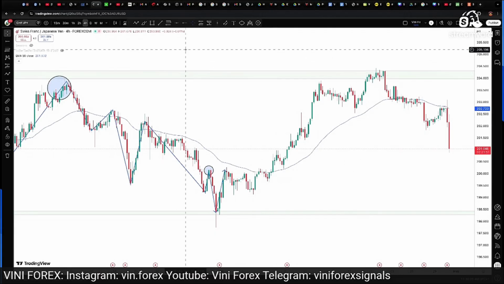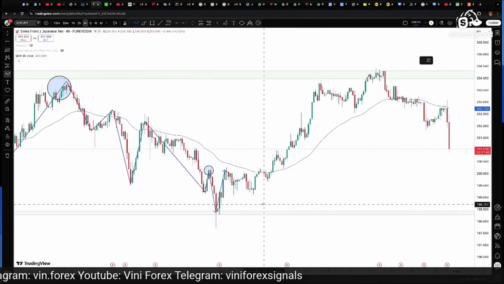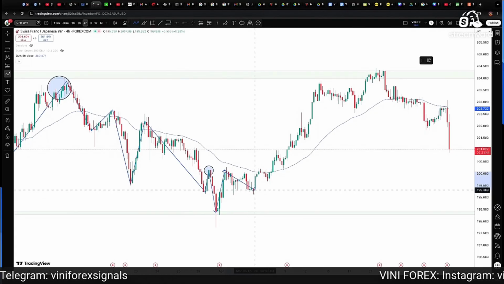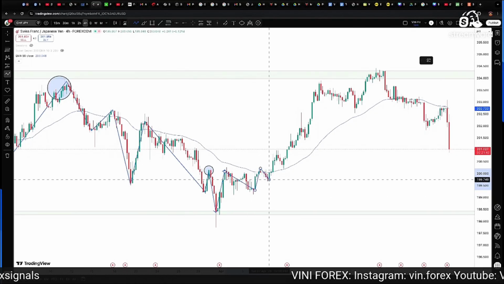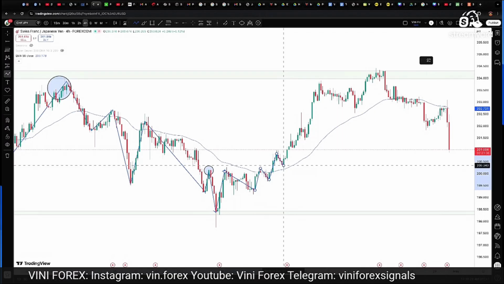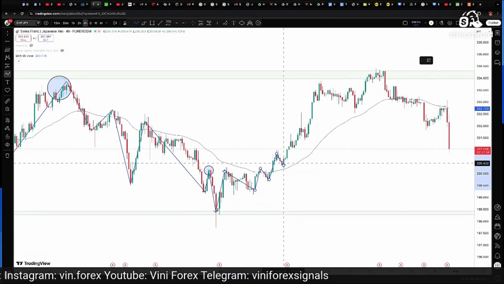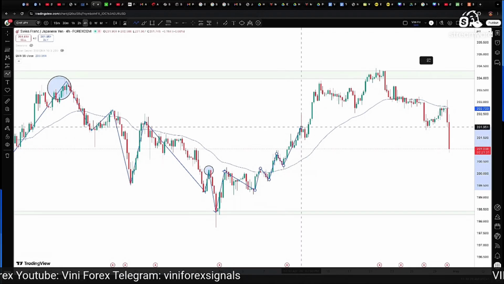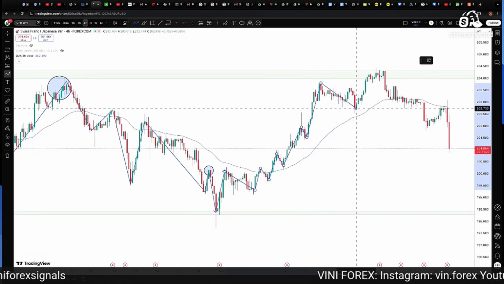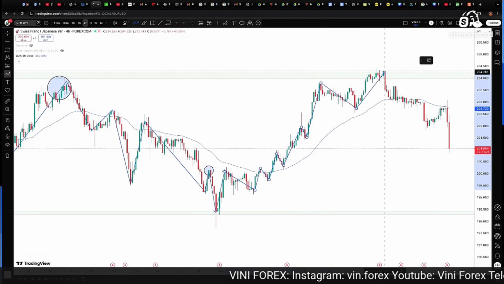So it gave you a higher low right here, and then a higher high, a higher low, a higher high, which means what? It has turned into what? An uptrending market. So a higher high, a higher low, a higher high, a higher low, a higher high.